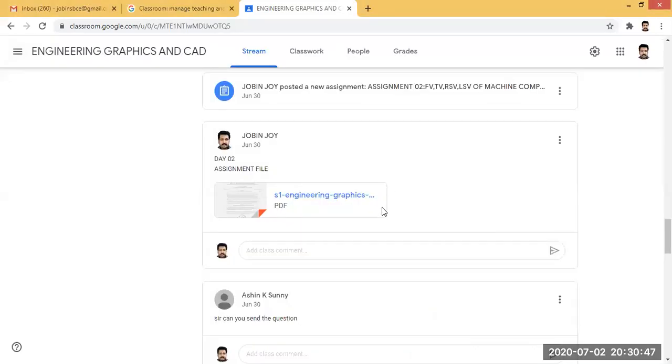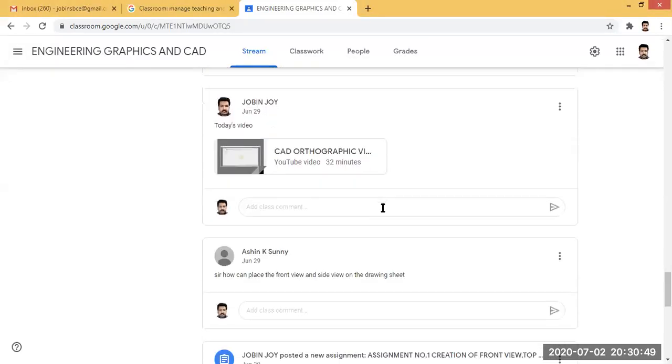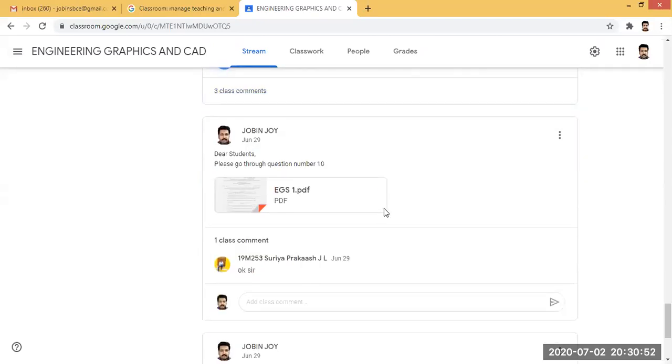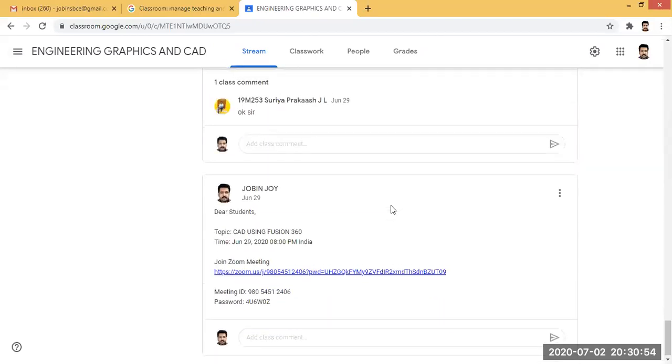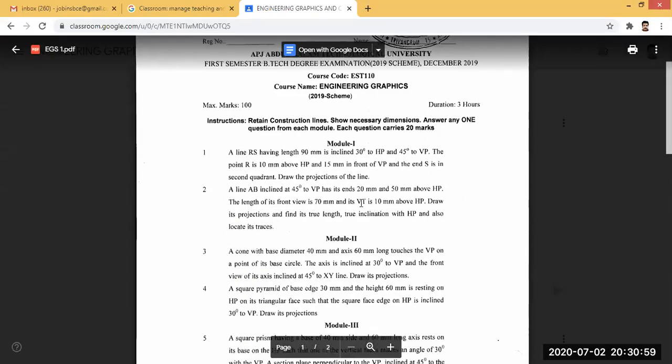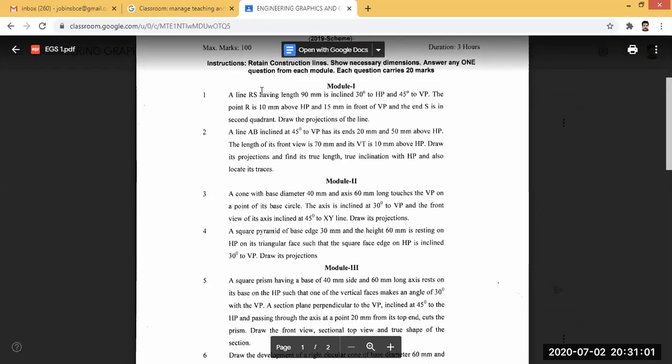Then the next one is this question. First you have to create a cone, diameter is given as 40 and height is 60. You have to create this cone in Fusion 360. Then the fourth question: you have to create a square pyramid of side 30 and height 60. Just create that object, the cone and the square pyramid. That's it.